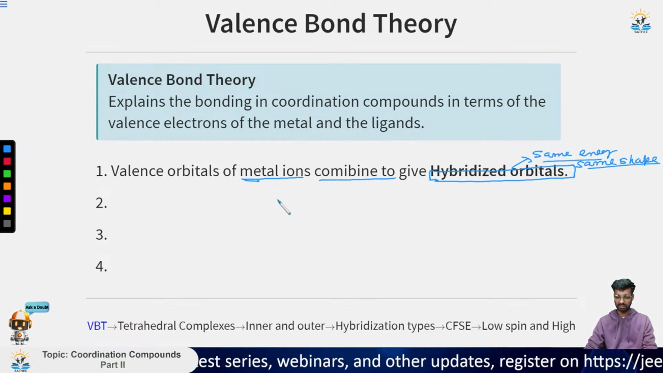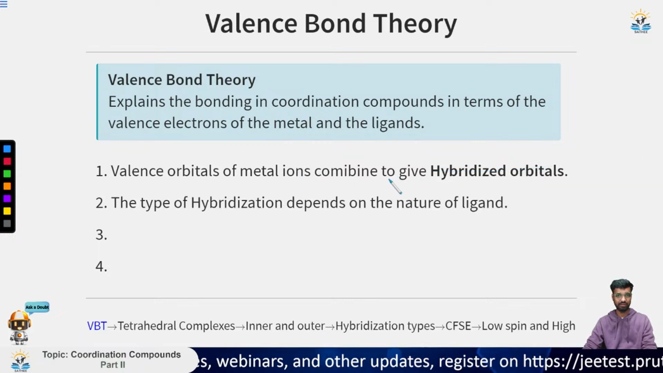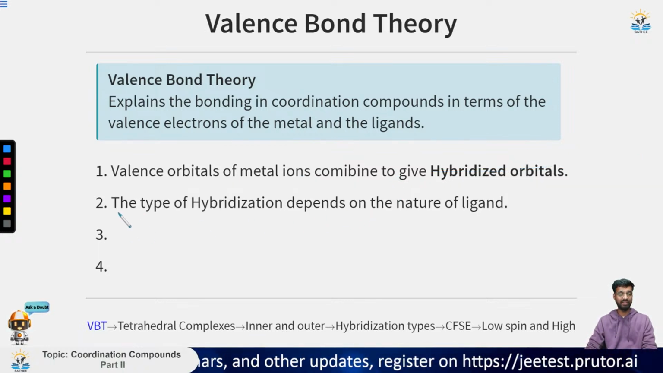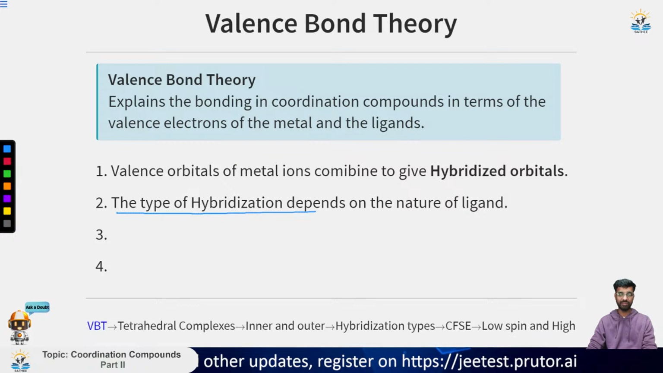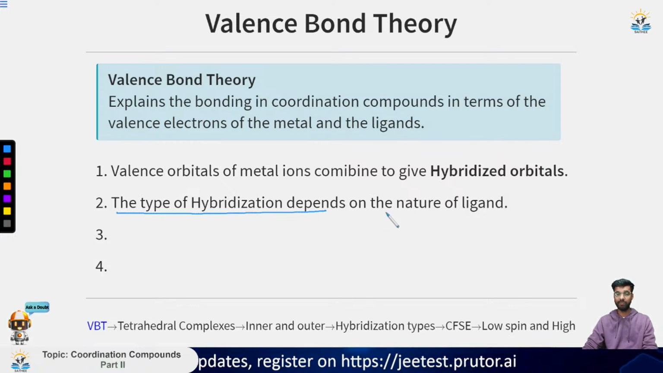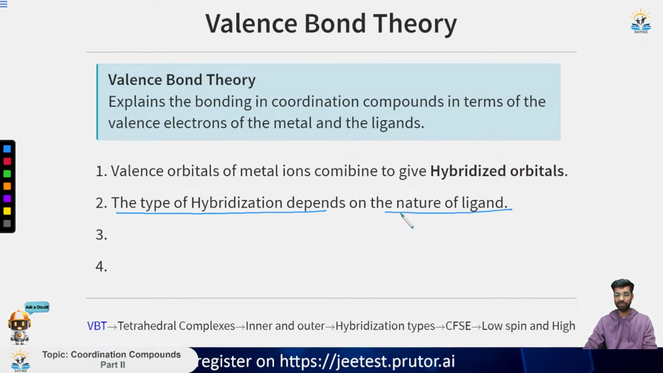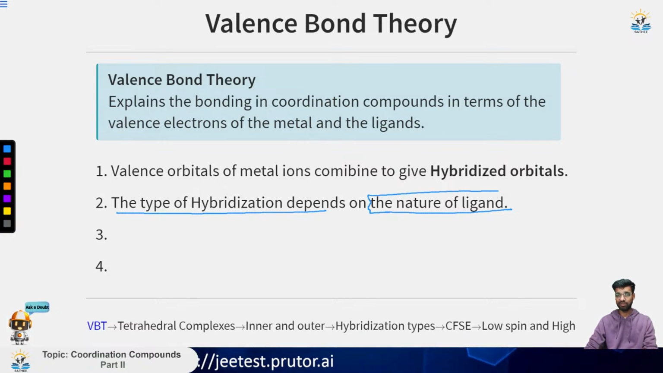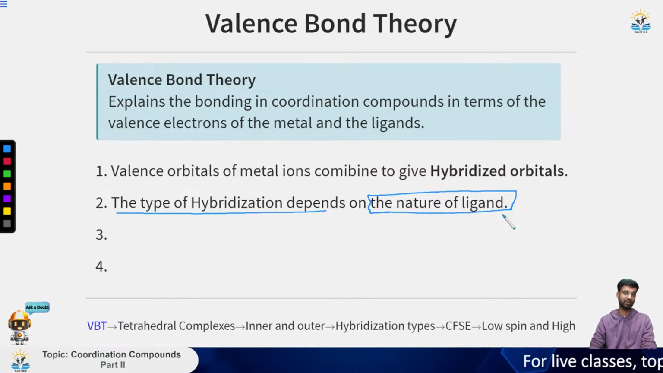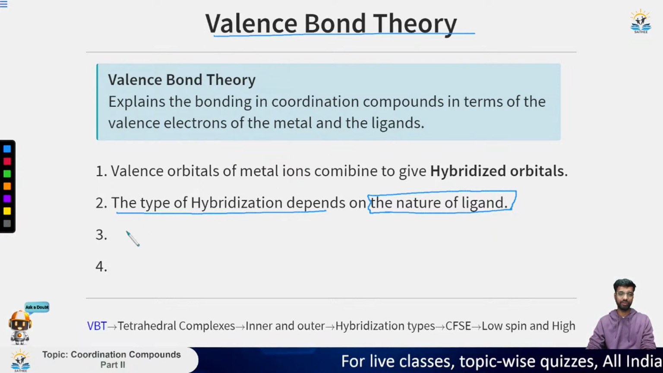So first of all, whenever a ligand approaches a metal, this happens. The type of hybridization, whether it is sp2, sp3, d2sp3 or sp3d2, depends upon the nature of the ligand. Although valence bond theory does not account for the ligand, we know that whether we have inner orbital or outer orbital complexes depends mainly on the nature of the ligand. This can be considered the first limitation of valence bond theory.